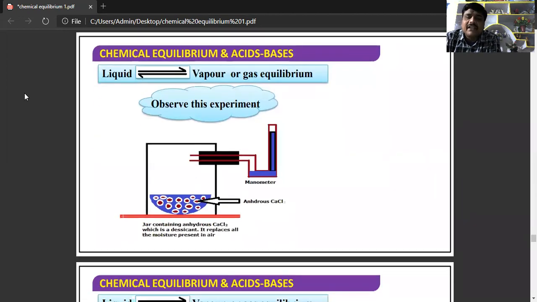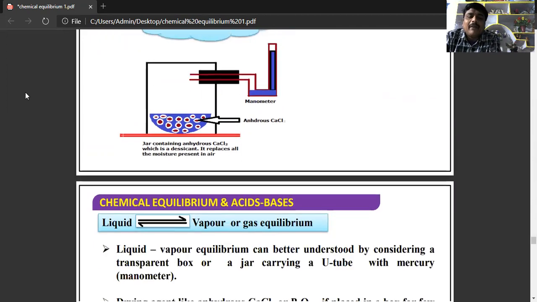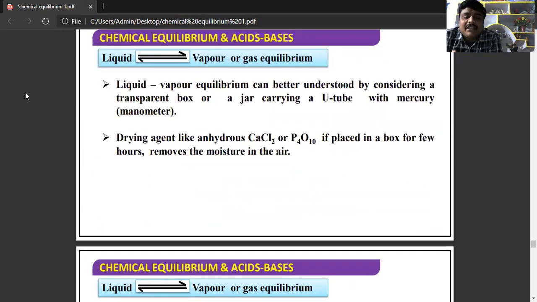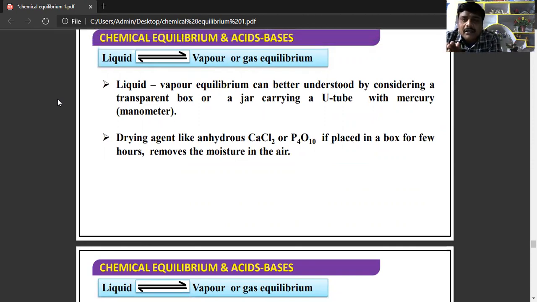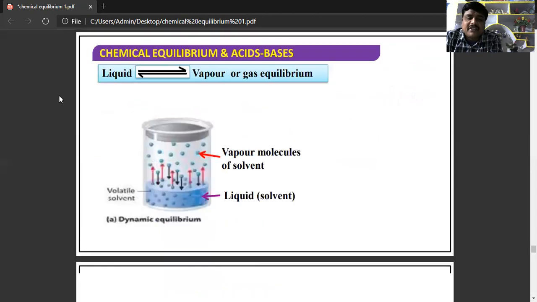So when we are considering the equilibrium between liquid and vapor, what is happening in this case? We can easily understand by considering a transparent box or jar carrying a U tube with mercury manometer. A drying agent like anhydrous calcium chloride or phosphorus pentoxide is placed in the box for a few hours, to remove the moisture which is present in the air.